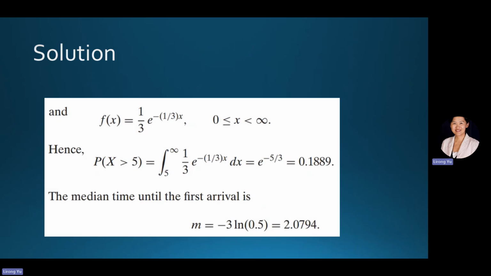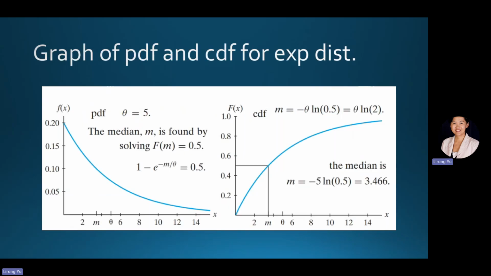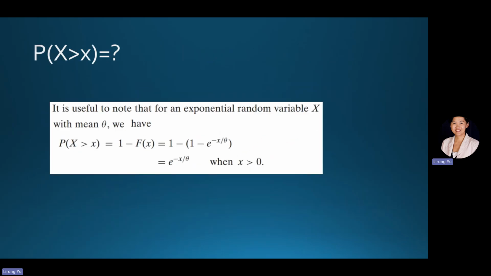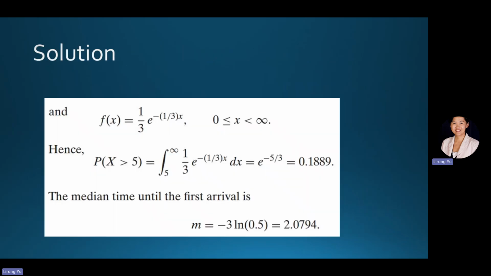and we can calculate the mean waiting time and the median waiting time. This is applying the formula with this picture: negative theta times ln 0.5. That's how we come up with that formula. This is negative theta times ln 0.5, which is 3 times ln 2. We get the median time.